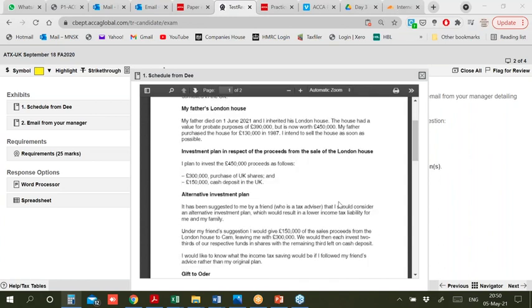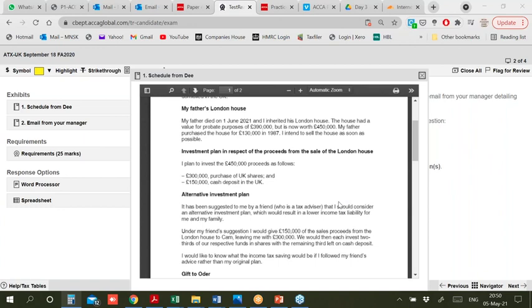Investment plan in respect of the proceeds from the sale of the London house. I plan to invest the 450 proceeds as follows. So she is now telling me her plan as to how she wants to invest this 450. 300,000 pounds in purchase of UK shares and 150 in cash deposit in the UK. Okay, alternative investment plan. I heard this phrase while I was reading the requirement, so I know that this is relevant to the requirement as well.